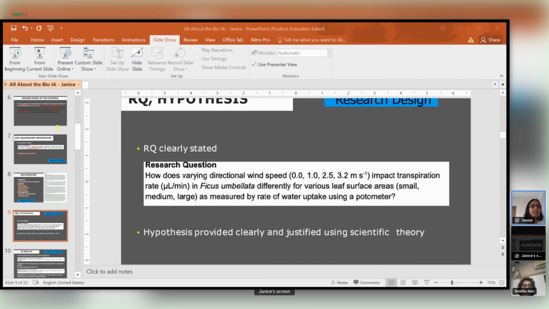So what have I written right now? I have written the aim, I have put my background information, and now I have written the RQ also. The next thing I am going to do is the hypothesis. Now, what is a hypothesis? The hypothesis is my own thinking, based on the knowledge I have got. For example, at 1 meter per second the transpiration rate will be low, at 2.3 it will be high, and at 3.2 again it will be low. That is my hypothesis.